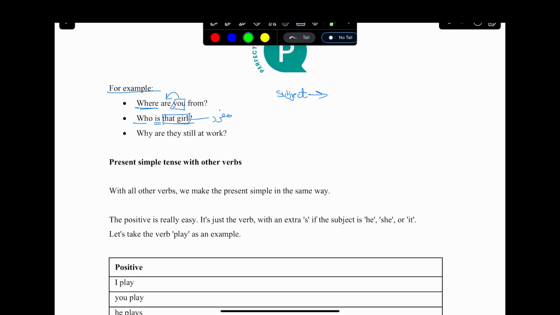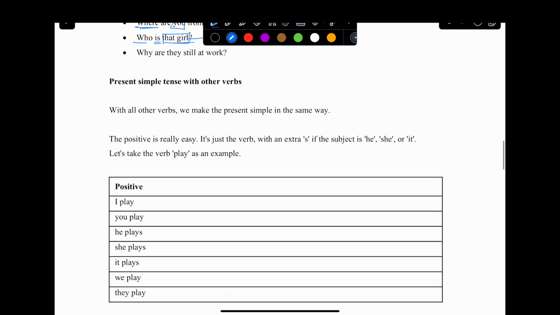Okay, so that was verb to be. والآن سوف نتكلم عن الأفعال الأخرى. So present simple tense with other verbs. So زمن المضارع البسيط مع الأفعال الأخرى other verbs. With all other verbs, we make the present simple in the same way. So، مع جميع الأفعال الأخرى، we make the present simple in the same way. So، نستخدم the present simple في نفس الطريقة.